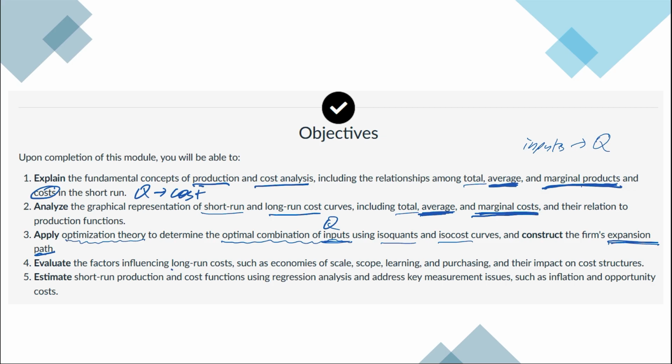Then we want to look at factors influencing our long-run costs. Two really important things to consider are economies of scale and economies of scope. And so that'll be influencing our long-run costs. And then lastly, we've done a little bit of statistical work so far, but we want to think about bringing this to the data, bringing this to the real world, and estimating short-run production and cost functions using linear regression.